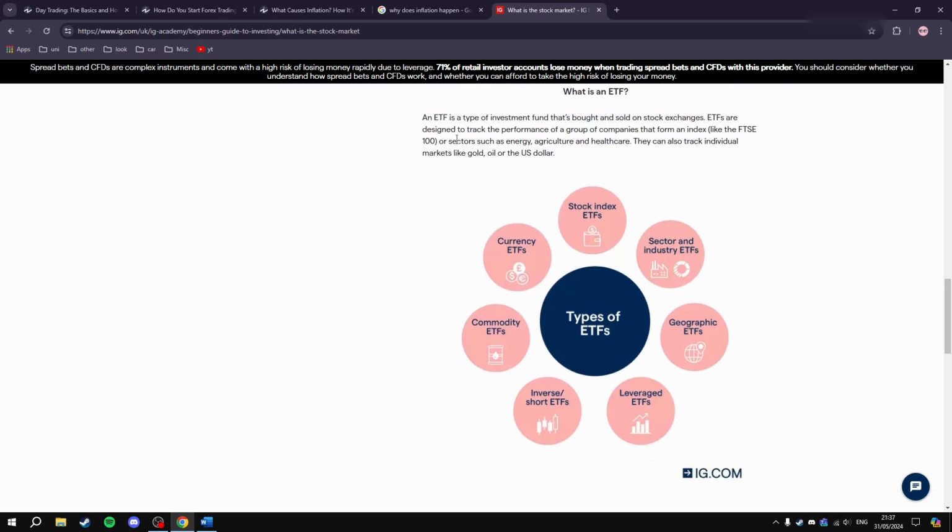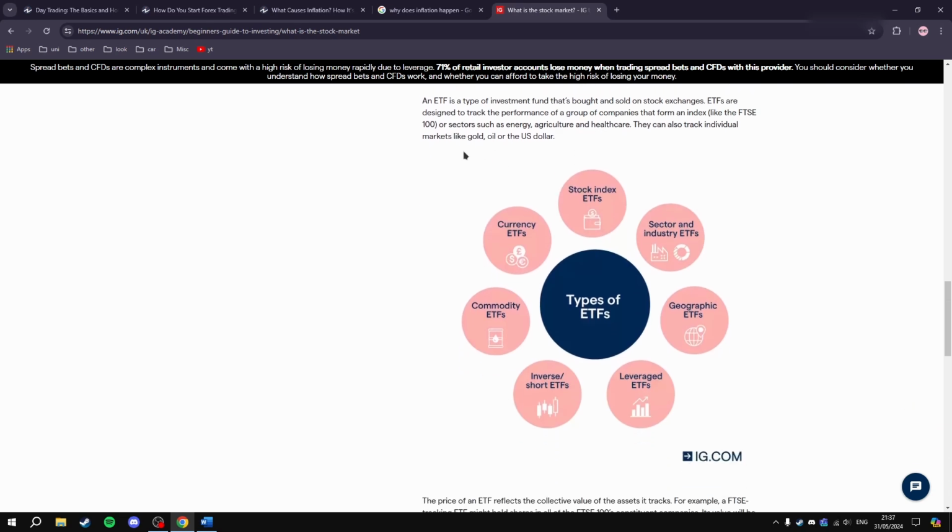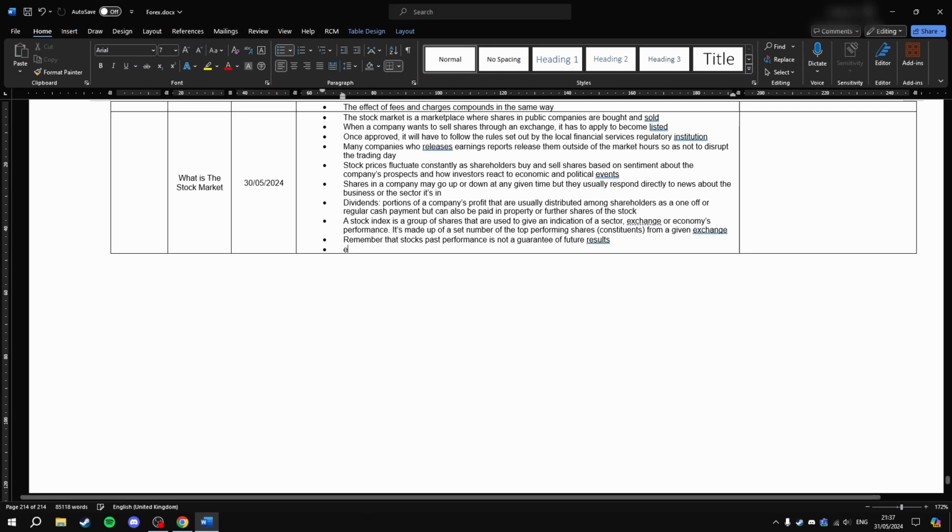An exchange-traded fund is a type of investment fund that's bought and sold on stock exchanges.